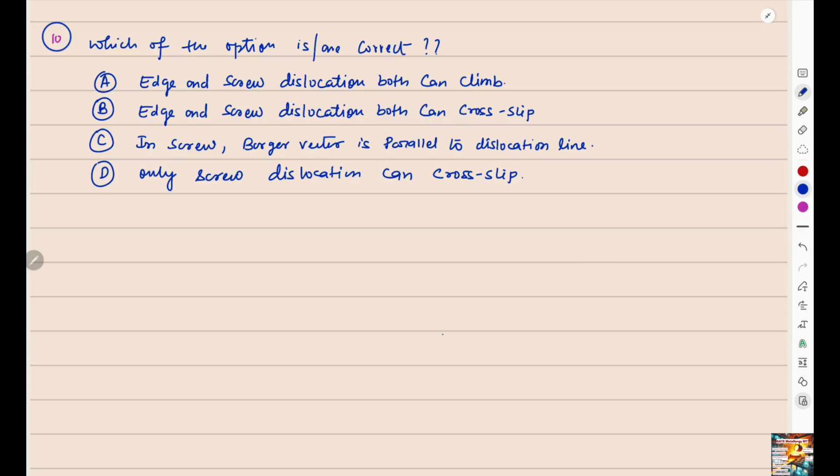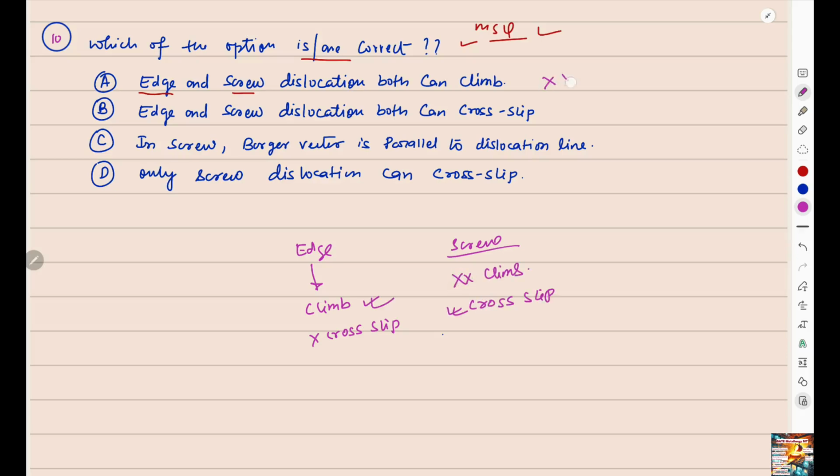According to this question, which of the following options is or are correct? This is an MSQ type of question. According to the first statement, edge and screw dislocation both can climb. We know that edge dislocation can only climb, it cannot cross slip, whereas screw dislocation can only cross slip but cannot climb. So the first option is wrong because it says both can climb. Similarly, edge and screw dislocation can both cross slip. Again this is also wrong because both cannot cross slip.